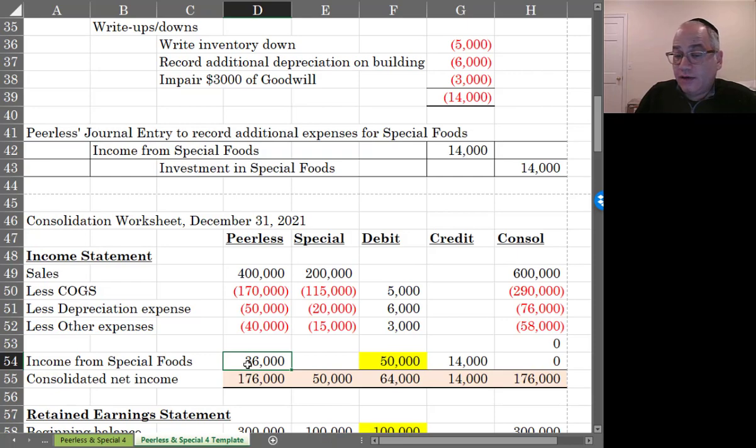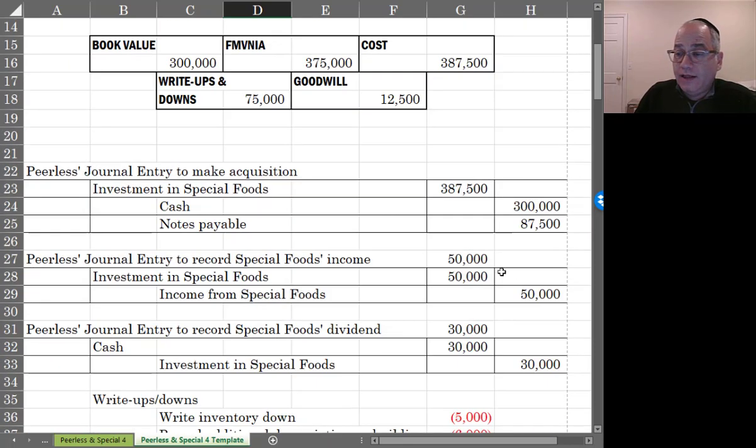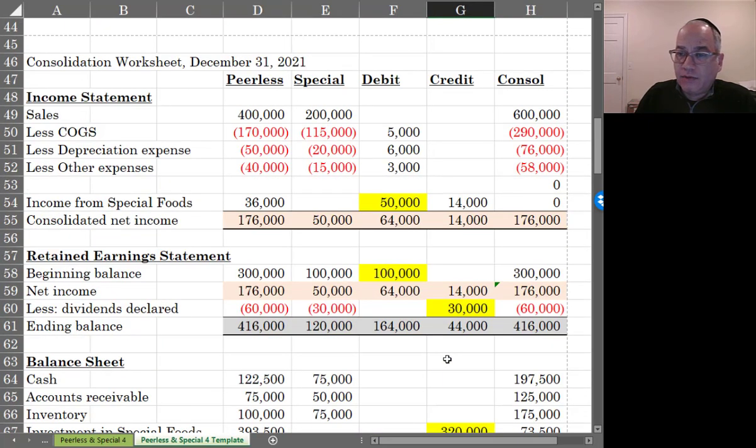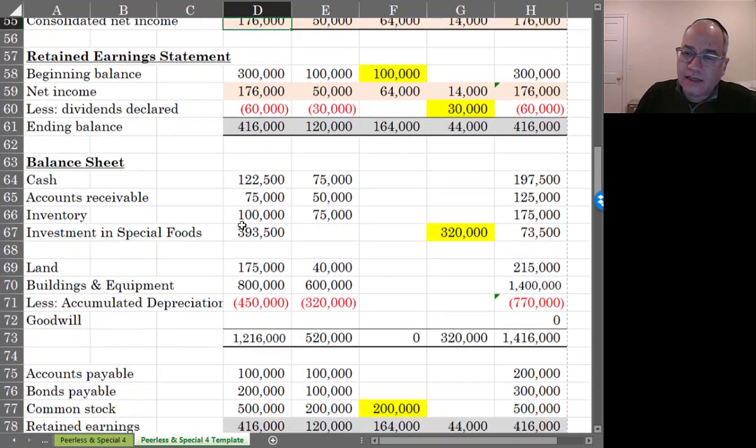See, Peerless recorded $36,000 in income from Special Foods. Why did they do that? That was $50,000 minus the $14,000 reduction over here in this journal entry. That's where they got that from. Now we've eliminated that completely, and consolidated income is the same as consolidated income of the parent.